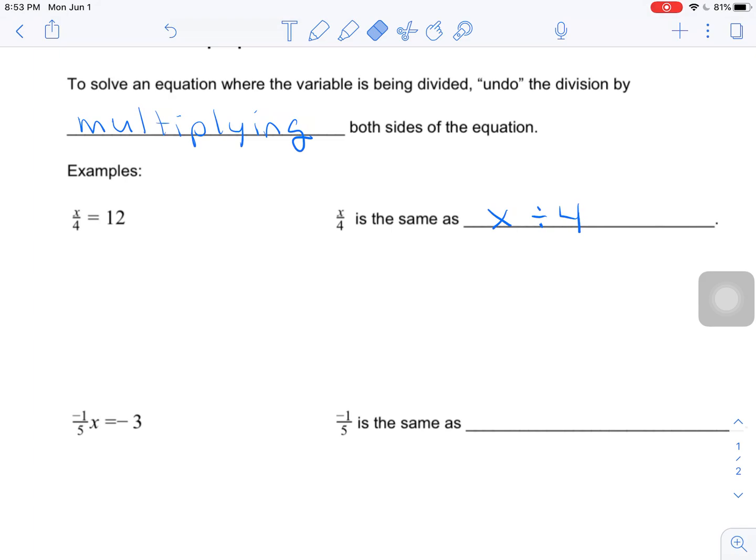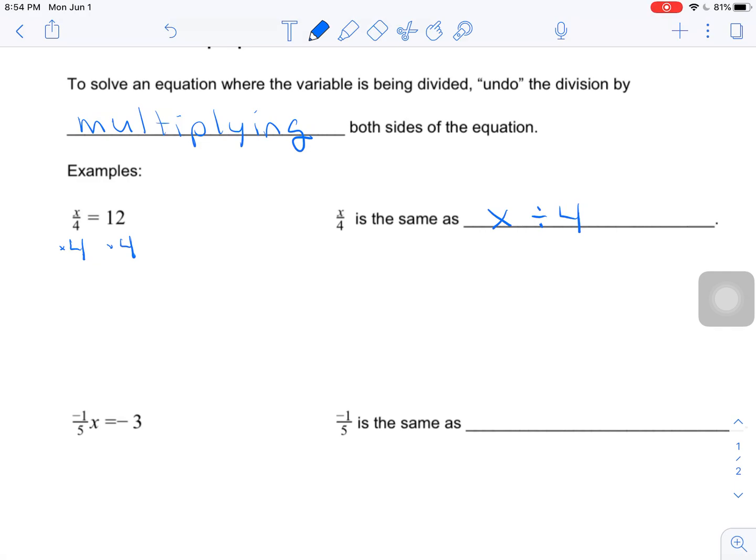So this problem is saying x divided by 4 equals 12. Well, we know that multiplying undoes dividing, so if we want to rearrange this to get the x by itself, we could undo the divide by 4 by multiplying by 4. But if I multiply one side, I have to multiply the other side, and you should be literally writing it out twice on your paper to show that you understand this is happening twice. It's happening on both sides of the equation. So it should look kind of like what I just put down.